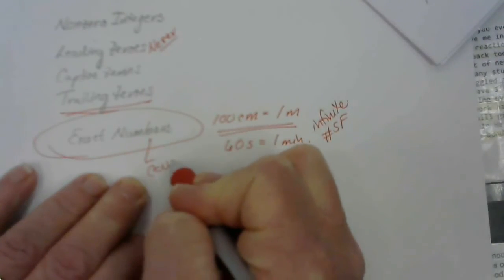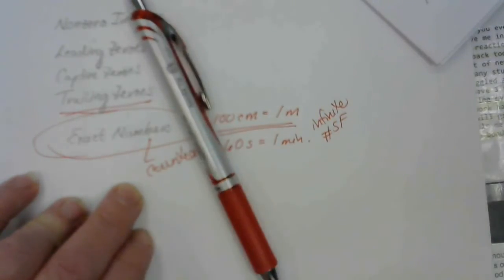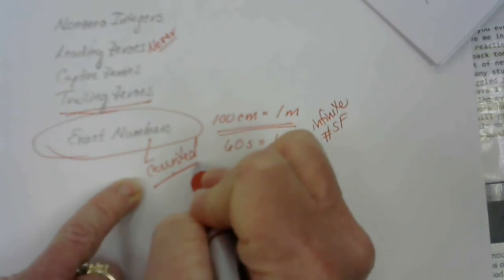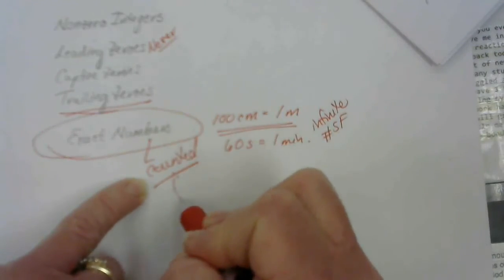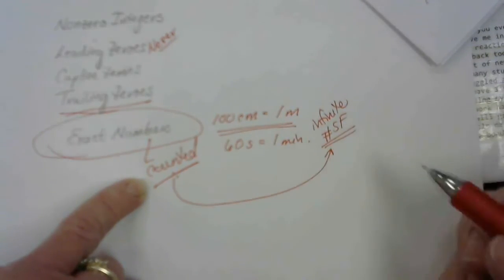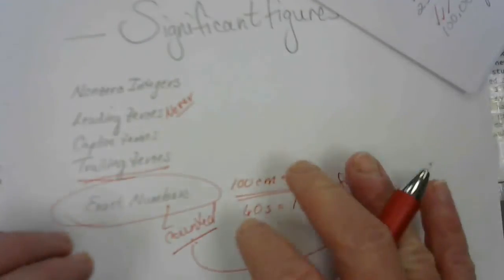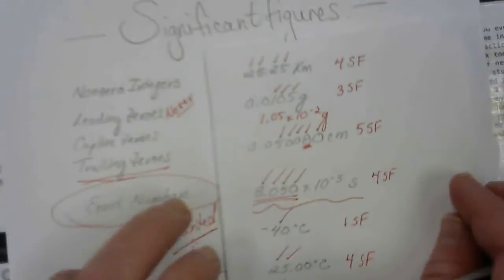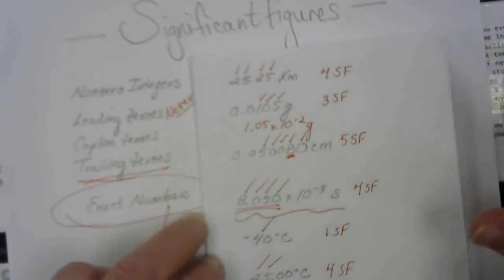Counted values, not measured. I have 1 red pen. I have 10 fingers. I didn't measure, I counted. You can't be any more exact than counted values. These also have an infinite number of significant figures. All right, so hopefully that gives us a good refresher or general teaching about how to establish the number of significant figures in a measurement.